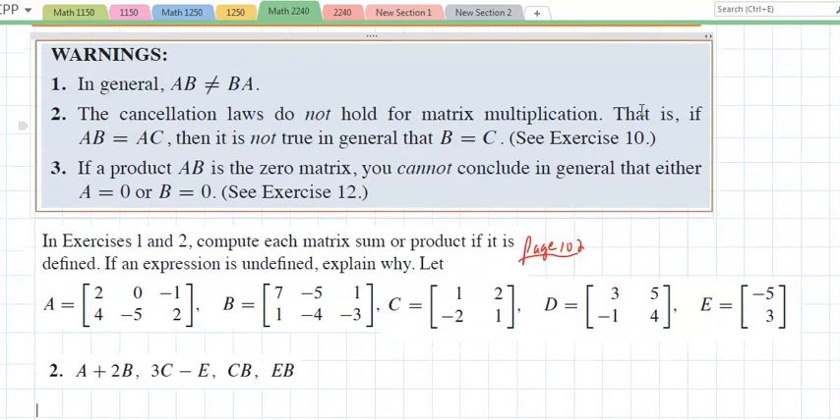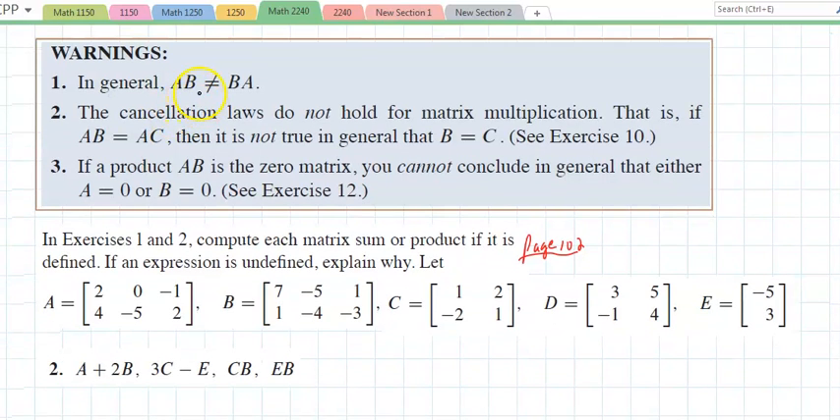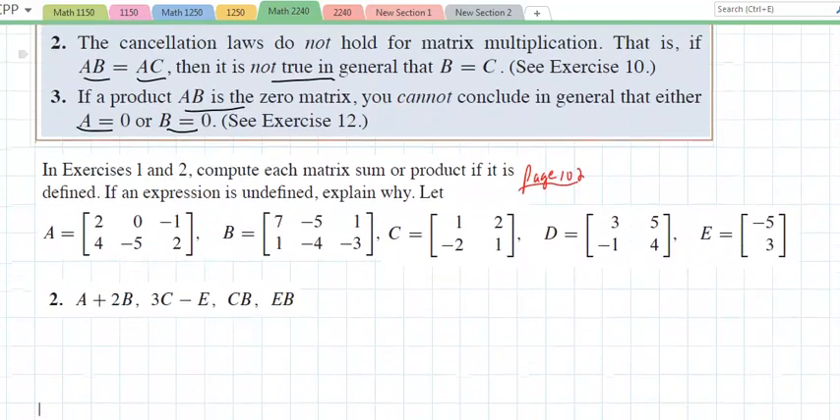Now you gotta be careful of a few things. Do not mix real numbers with matrices. AB doesn't equal BA, and the cancellation property doesn't hold. If AB equals AC, that doesn't mean that B equals C, and if AB equals 0, that does not mean that A equals 0 or B equals 0. Just be careful with these things. We're going to practice this a bit on page 102.